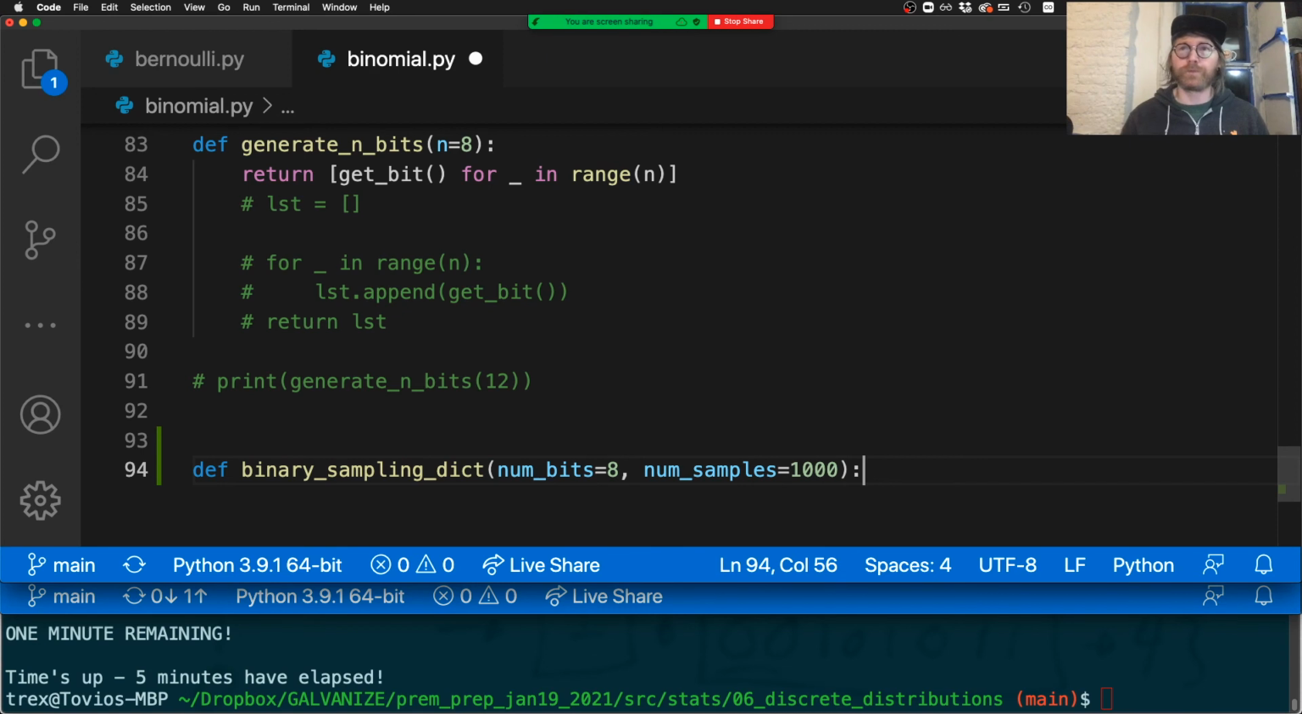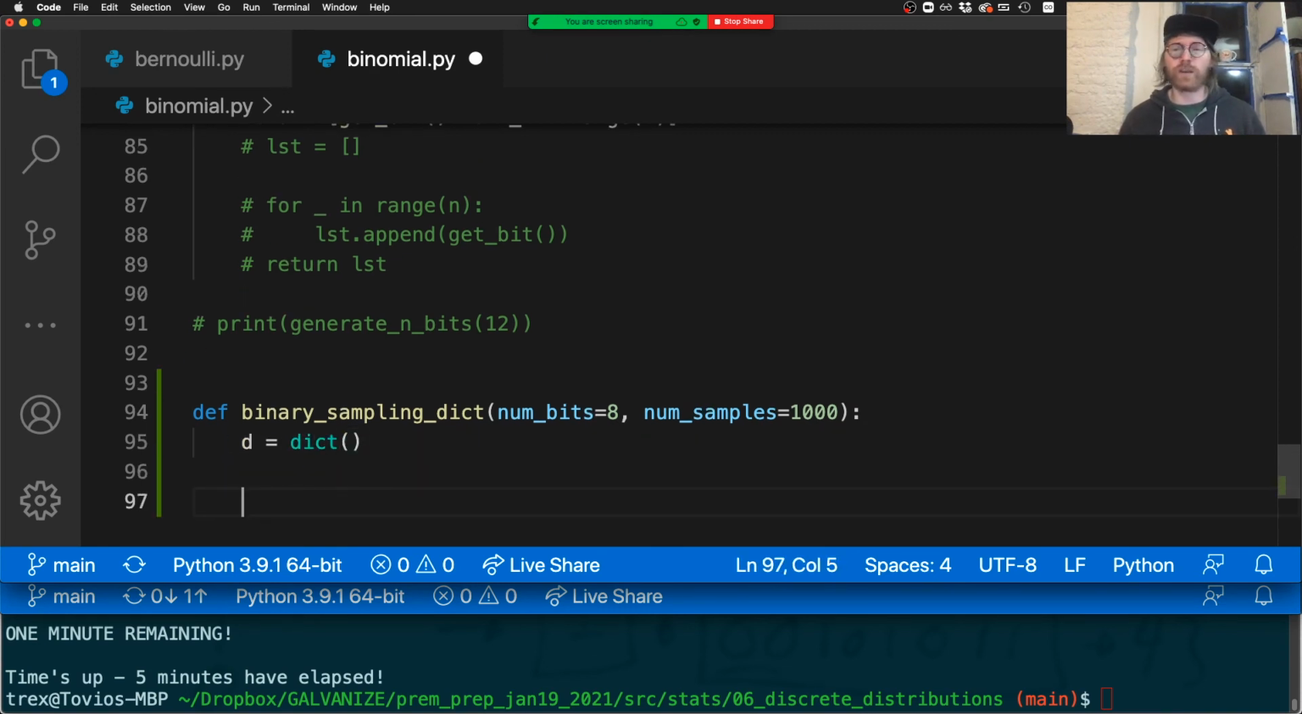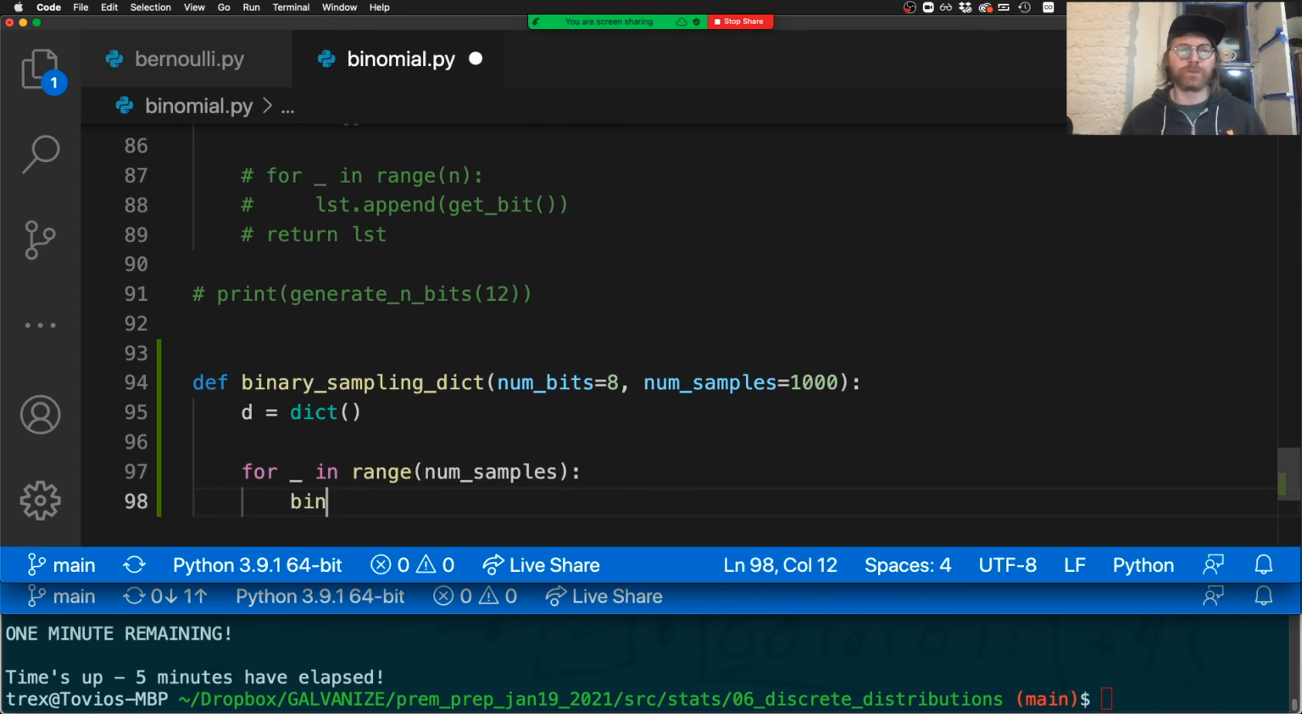Okay. And then, we just create a dictionary, and we're going to collect outcomes into this dictionary for whatever in range the number of samples. So we're going to do this num samples times. I'm going to get some binary, and I'm going to get that from generate n bits.